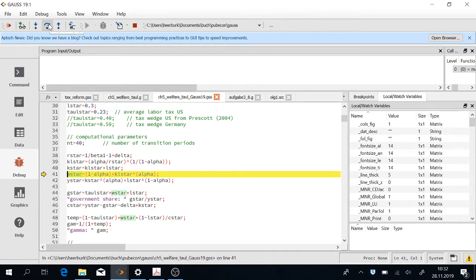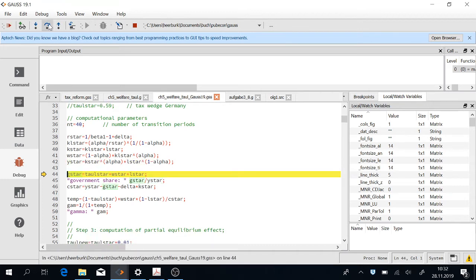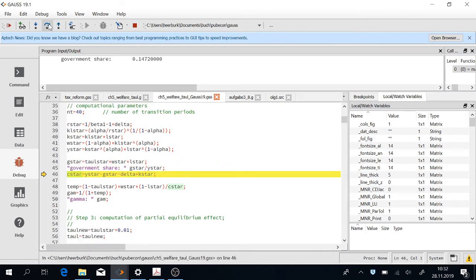With the help of these values, we can compute the wage W from the marginal product of labor, from the production function. For given tau L, W, and L, we can compute tax revenue, which is equal to government spending. So the government share in our model here is 14.7% of GDP. And then from the resource constraint, we get consumption.